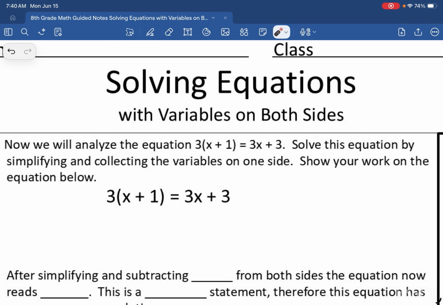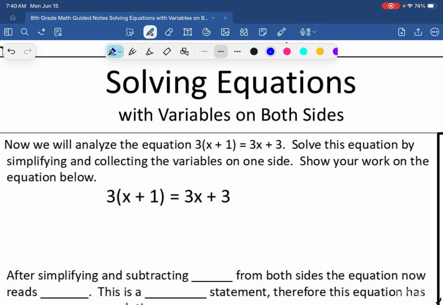Solve this equation by simplifying and collecting the variables on one side. Show your work on the equation below. So let's simplify the left side by using the distributive property. So 3 times x plus 3 times 1 is 3. So my equation says 3x plus 3. You should notice that the expressions are equal, so the solutions will be infinite. But if you don't notice, we can still solve it, and it's going to give me a true statement. So if I subtract 3x from both sides, my equation says 3 equals 3.